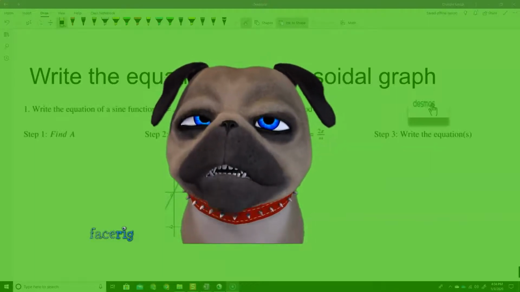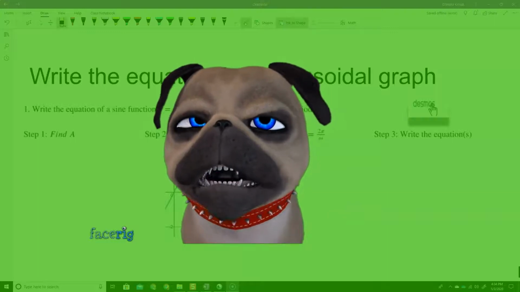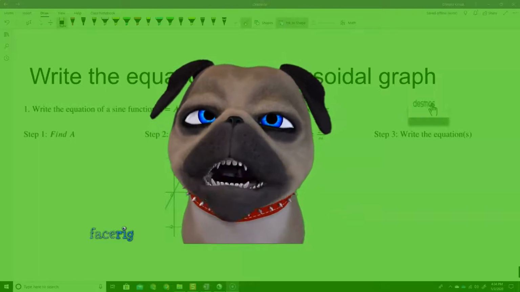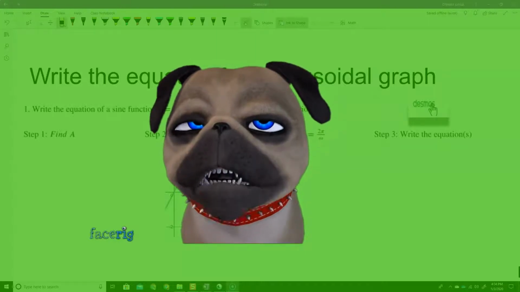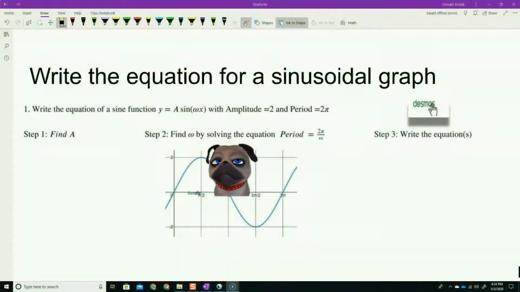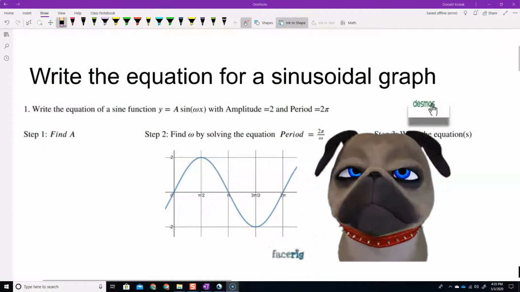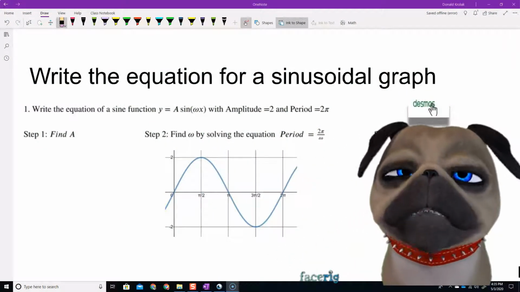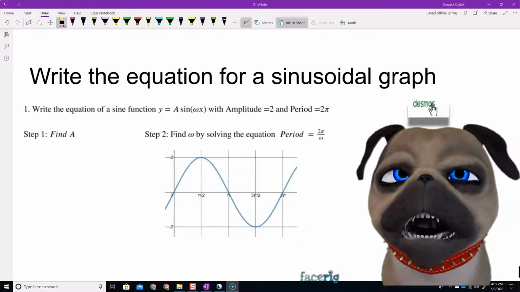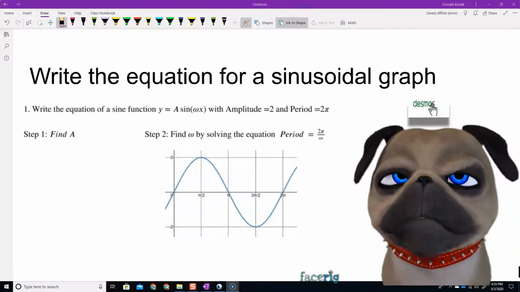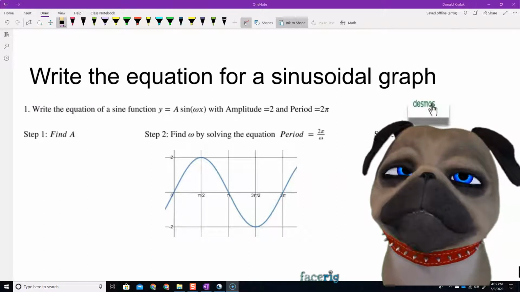And he tells us we're working on sinusoidal functions. I love sinusoidal functions, so I'm real excited to help you out here today. So let's take a look at what we're doing. We're going to write a sinusoidal function, which is just a sine or cosine function, if you know a graph or if you're given the amplitude and the period.